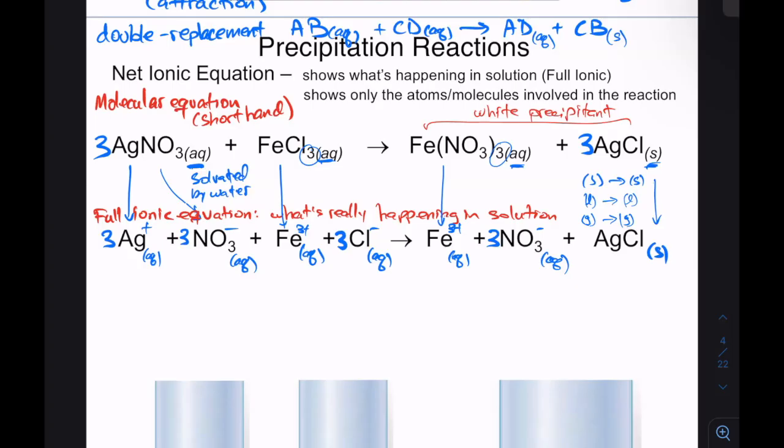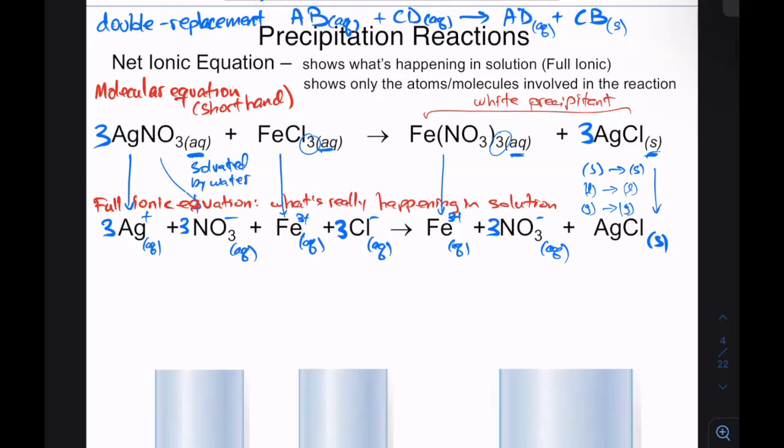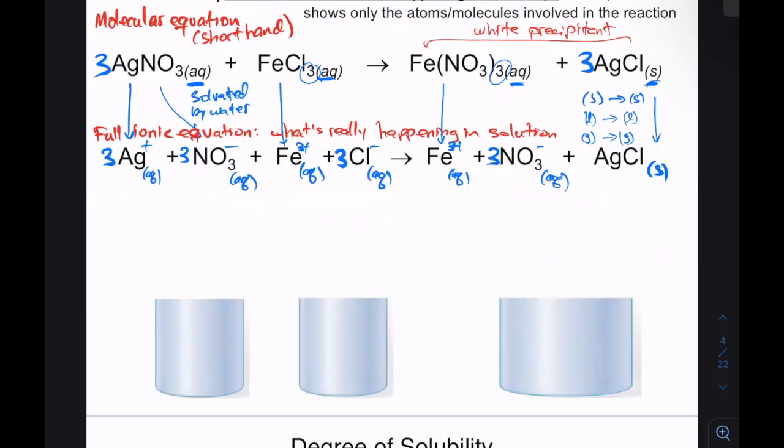All right, so now let's take a closer look at our full ionic equation. And I've got some bins here, so I'm actually going to draw this out for you. If we take a look at the silver nitrate here, here's our starting point, all right? Silver nitrate and iron(III) chloride. We're going to mix these together. This is what you're actually doing in the laboratory. So these, as I mentioned, but then I erased it, these start as clear solutions.